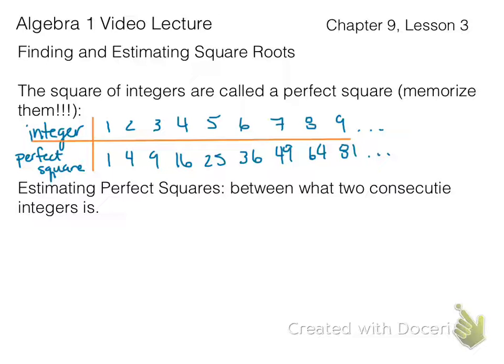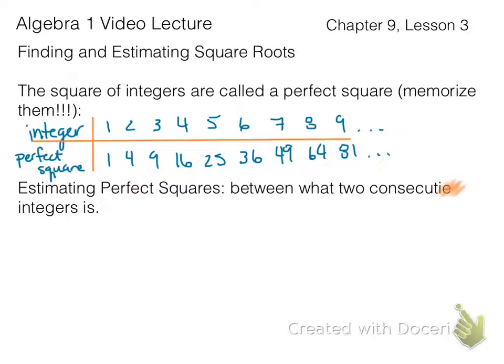But you should definitely have memorized 1 through 12, so you can quickly recognize those perfect squares. All right, it's going to help you a lot, especially if you ever have to estimate. So estimating perfect squares between what two consecutive, by the way, that's supposed to be consecutive.